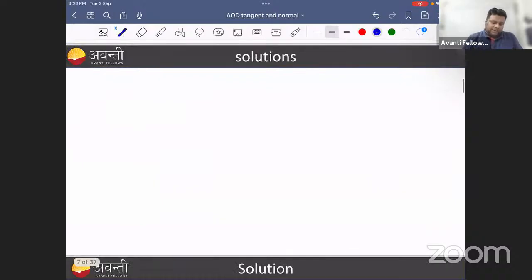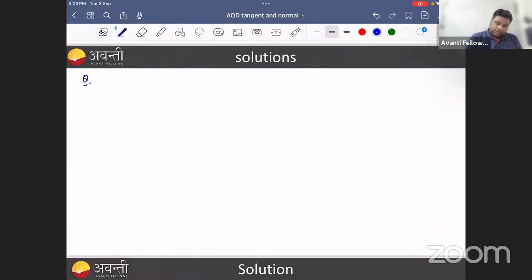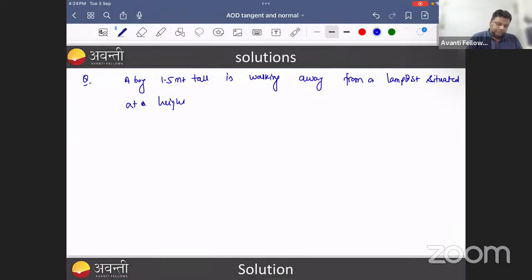Now, okay, we'll write another question. The question is something like this. A boy, 1.5 meter tall, is walking away from a lamppost situated at a height of 6 meters. Got it? If speed of boy is 5 meter per second, find the speed at which his shadow is lengthening.